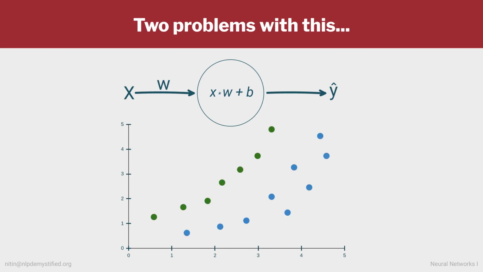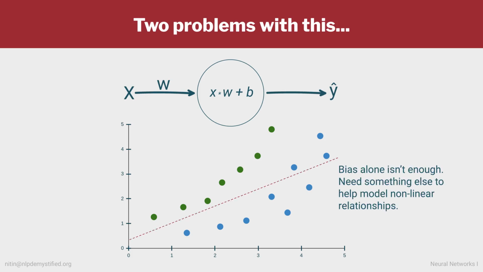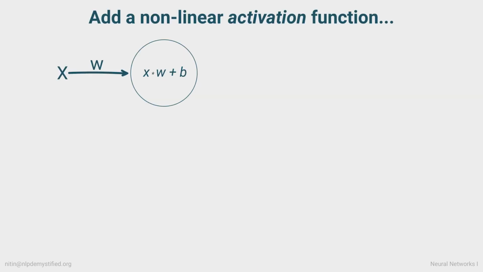Imagine we wanted our function to learn another decision boundary, but this time, the data points are distributed like this. In this case the bias alone isn't enough. We need something more to help us describe nonlinear relationships. To deal with this, we can introduce a nonlinear activation function. That is, after performing the linear combination and outputting the result, which we'll call h, we run h through another function, which then produces y hat.